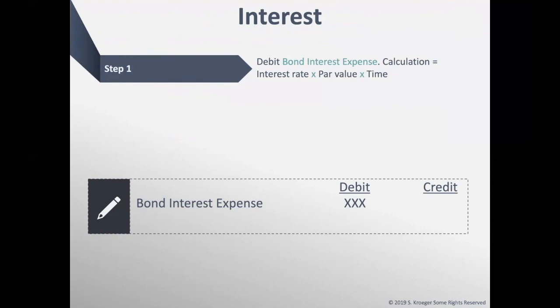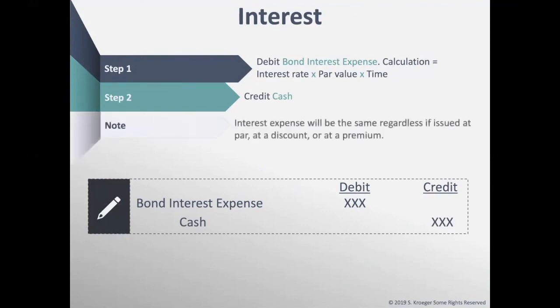Earlier, I stated that in our examples, interest will be paid out semi-annually, which means twice a year. You would take the annual amount and then divide it in half, or divide by 2, to calculate interest on a semi-annual basis. The second step is to credit the cash account because the company has to pay out cash to the bondholders. It would be for the same amount as the debit. It does not matter whether the bonds were issued at par, at a discount, or at a premium. Interest will be the same regardless. It is based off the par value, not the cash value.